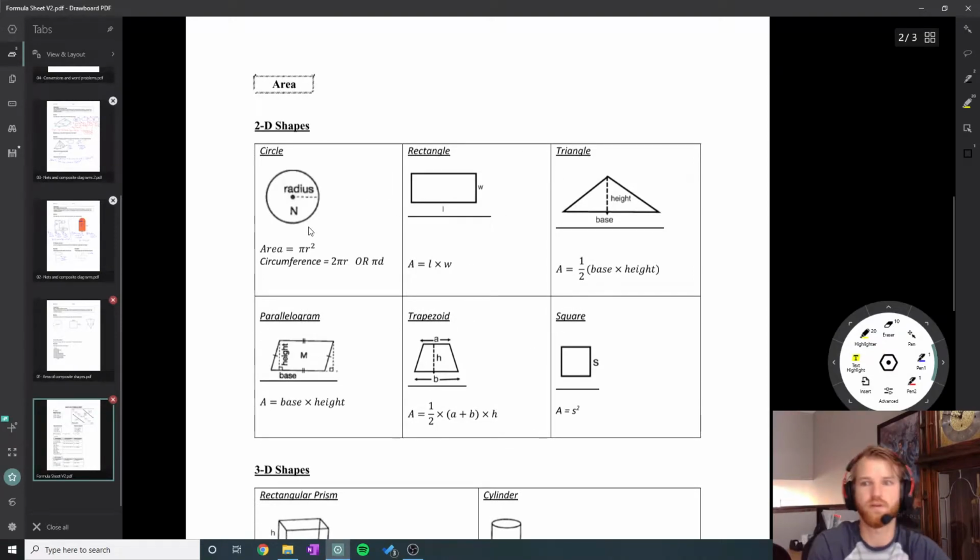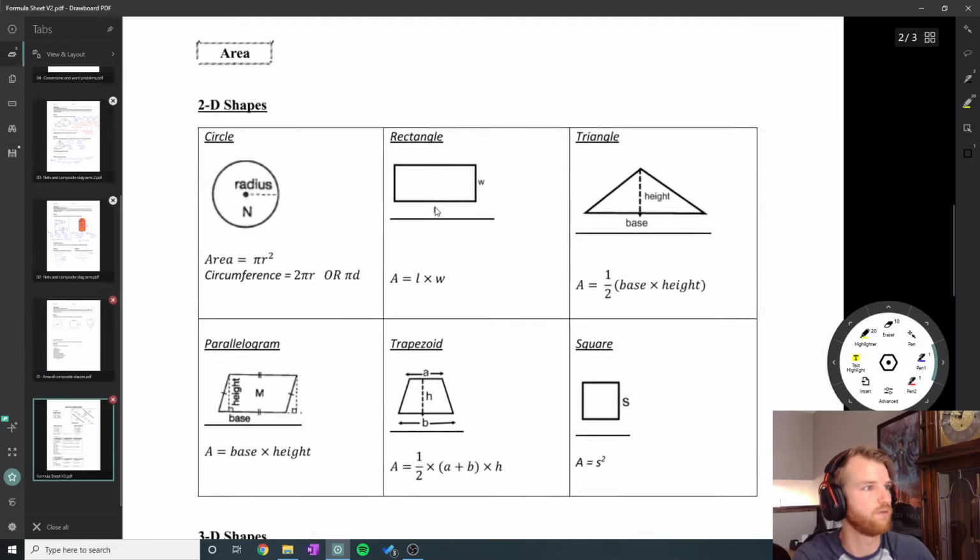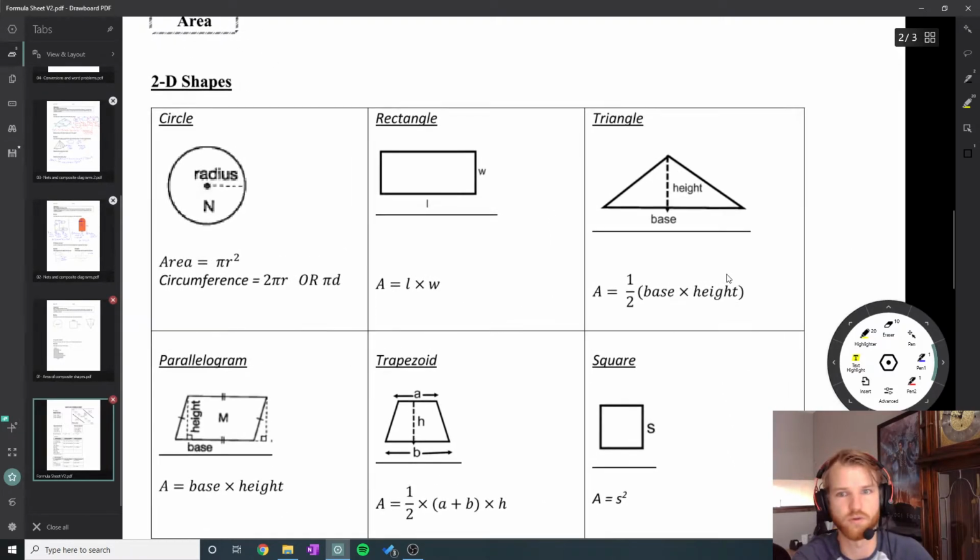Okay, so when we're saying area, we're talking about the space inside of a 2D object. So we're not talking about how much liquid an object could hold, right? It's not a 3D shape. We're talking about how much flat space is covered by a 2D object. So for area, we have these equations that we're going to be using.